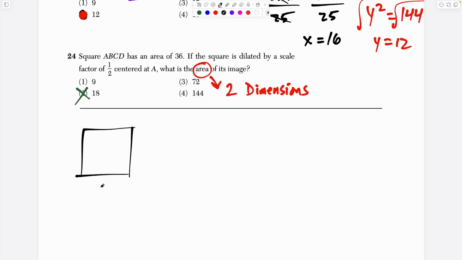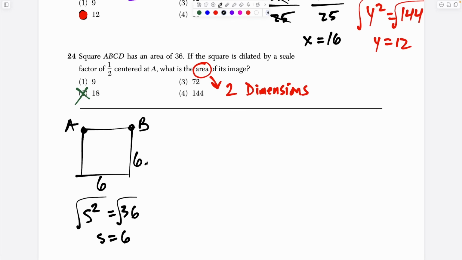And if the square has side length S, so let's say this is S and S, then S squared, side times side, equals 36, which tells us the length of each side is equal to 6. Okay, so now I'm just going to go ahead and erase this over here and this over here, and I'll replace it with the number 6. And now I'll just name this square A, B, C, and then D.